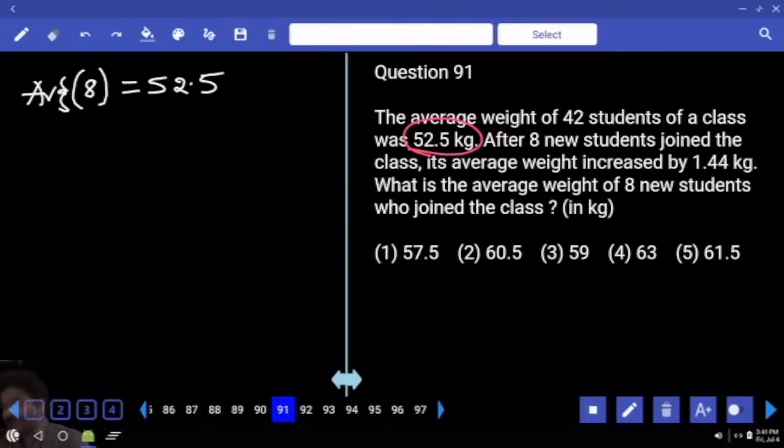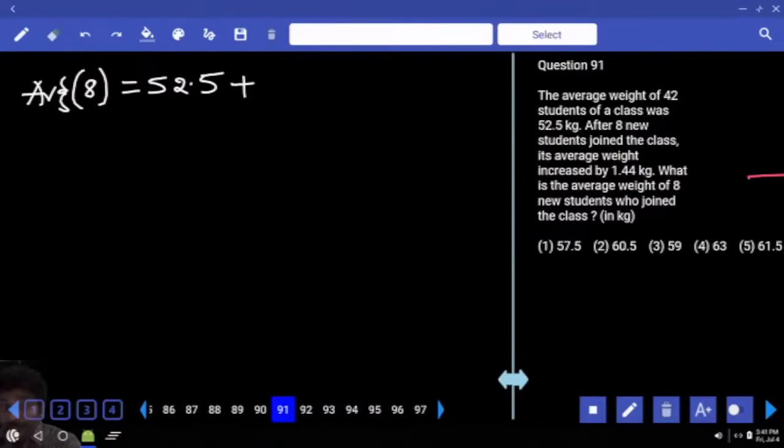If the average of these 8 students is equal to 52.5, and you add these people to the existing group, what will happen to the average? The average will be the same as before. But what happened to the average in our case? Increased. That means the average of 8 students, is it more than 52.5 or less? More, plus. The average increased by 1.44 for all the people or only for the 8 people? All the people meaning how many? Already 42, 8 people joined, total we have 50.